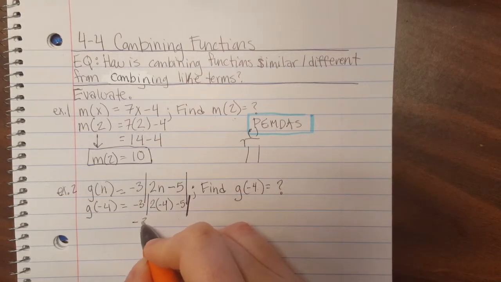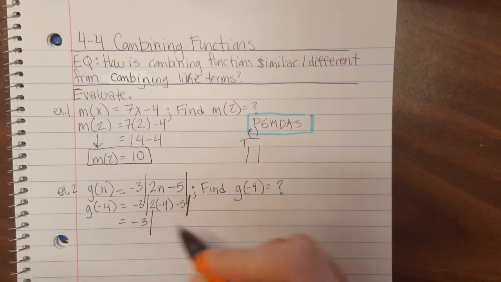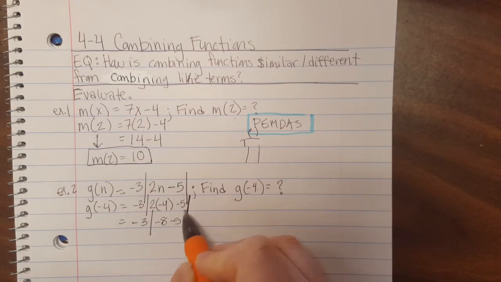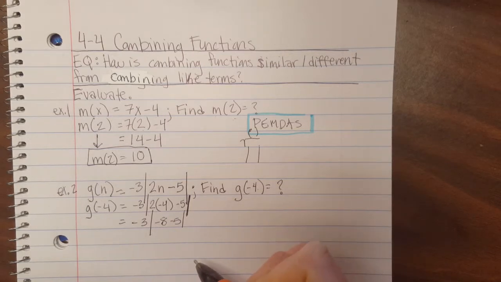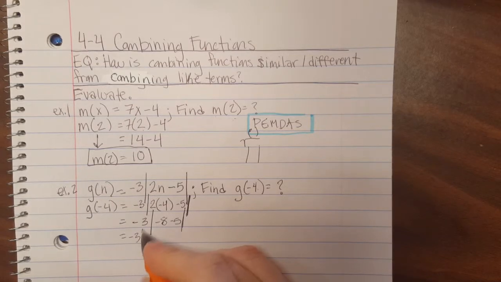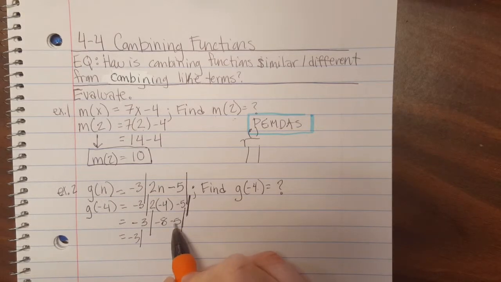So I'm just going to carry down my -3 and my equal sign and do my multiplication. 2 times -4 is -8 minus 5. Close the absolute value. Make sure your absolute values are nice and long and tall so they don't look like ones. Now we need to finish inside the grouping by doing the subtraction. -8 minus 5 is -13, absolute value.